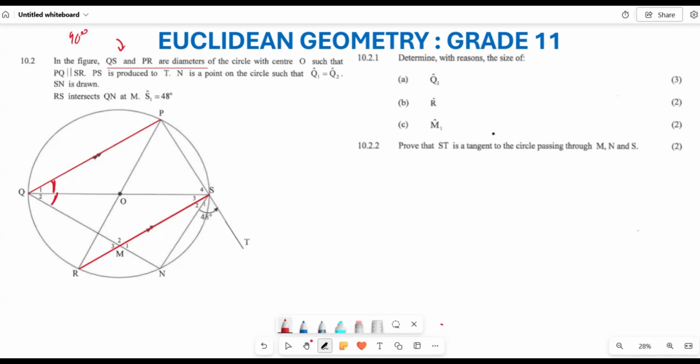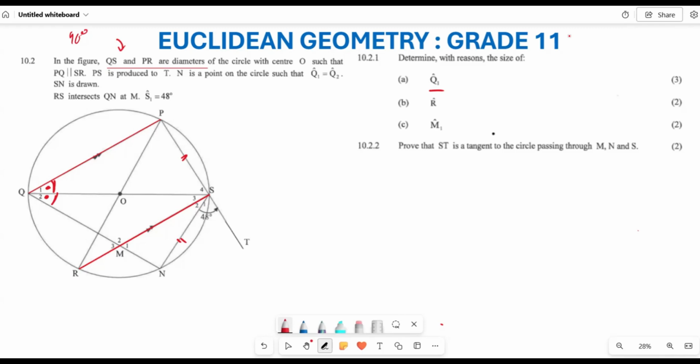So what does this mean? This angle here is equal to this angle here. So my deduction is that PS is also equal to SN. Remember, equal angles, equal sides. But what is the first thing you are going to do from here? They want us to find the value of Q1. The first question requires us to determine the value of Q1.